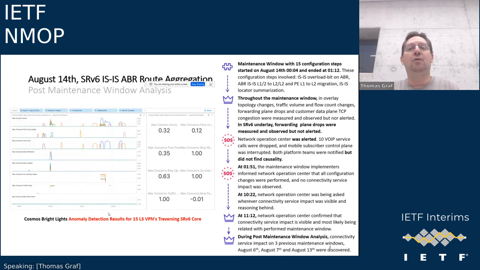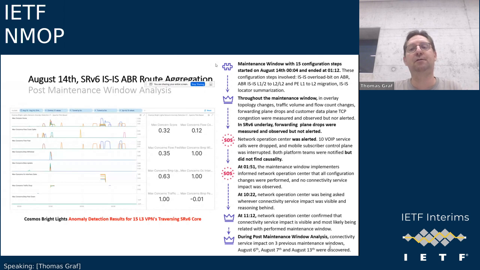I'm going now into the part explaining first, on the right-hand side, what happened within Swisscom, and on the left-hand side, this is just a high-level picture to show what the network anomaly detection system observed during the incident, during the maintenance window. So on August 14th, there was a maintenance window between midnight and 1 a.m., and there were several configuration steps being performed, in total 15.